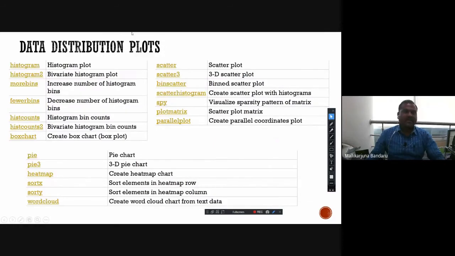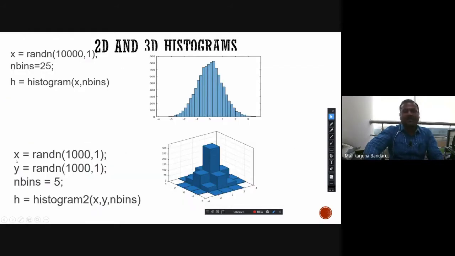Next, data distribution plots. Regarding these, usually statistics people use this type of data to visualize. These are the syntax. Observe here: histograms, scatter plots, pie charts. Let us see one by one. What is a histogram? What is a scatter plot? What is a pie chart? And what are the different options available there? So this is for 2D and 3D, in different dimensions.